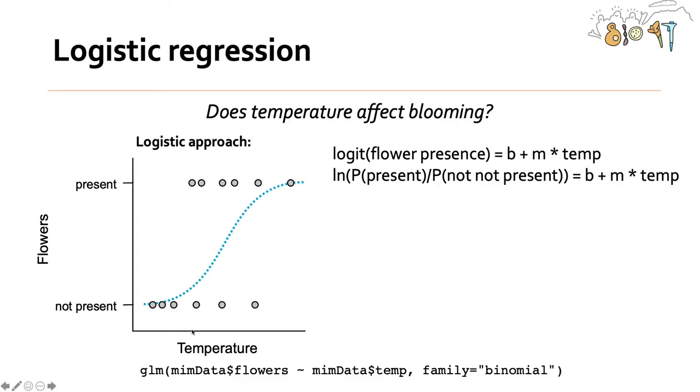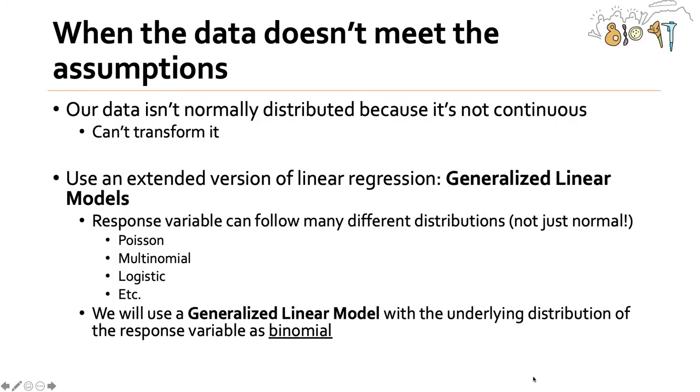So coming back to this example, with our logistic approach, we'll use a logit function of flowers present in order to make this prediction. And so really what's going on here is it's like, for example, taking the logarithm of the probability of flowers being present or not present and using that to predict the relationship. And the way that you do that in R is by using this function, not LM, but GLM, where it's just like before, we've got our Y tilde X, and we define the family of underlying distributions to be binomial.